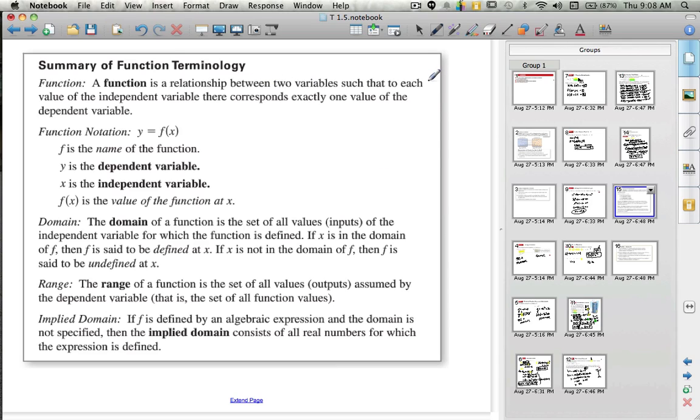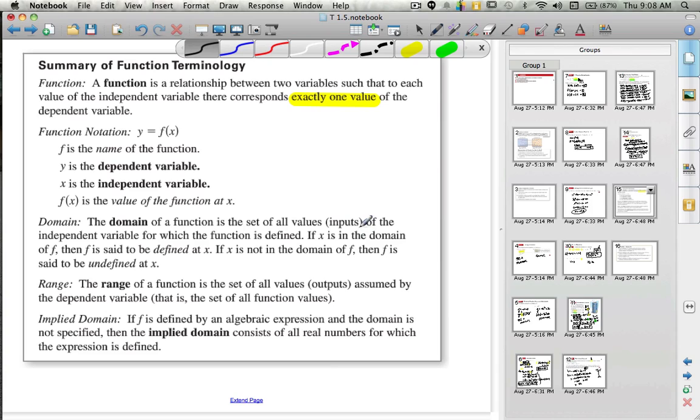A function is a relationship between variables so that for each value of the independent variable, there corresponds exactly one value of the dependent variable. There can't be none. There can't be two. F is the name of the function. Y is the dependent variable. X is the independent variable. And f of x is the value of the function at x. Whatever I plug in there goes into the function. This whole thing is called function notation, and it was developed by Leonhard Euler.